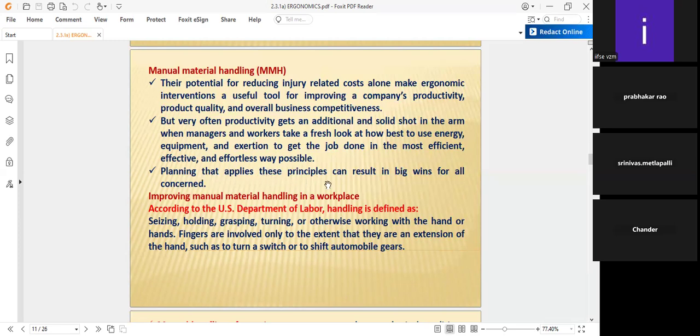Planning that applies these principles can result in big wins for all concerned, because for doing all this, planning is very important. You start A shift 8 to 4:30 and all, 8 to 10 carrying work, 10 to 10:30 gap. Again 10:30 to 11:30, 11:30 to 11:45, like this. You have to plan, and definitely it results in big wins for all the concerned.